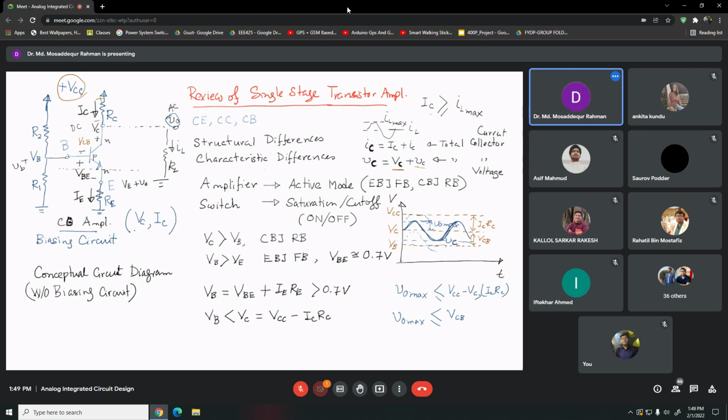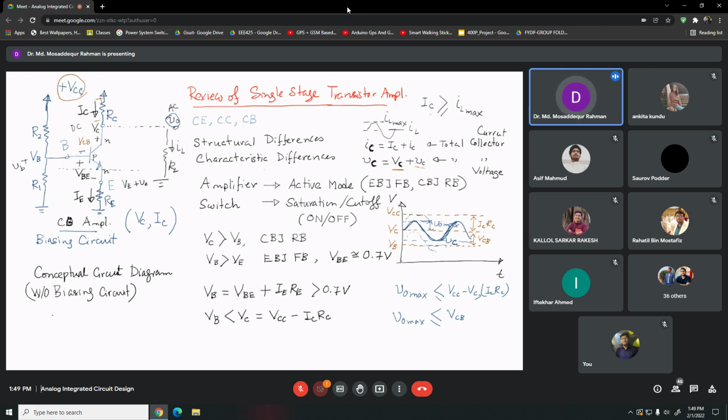You have to first find out what should be the value of VC, so that your amplifier is able to support your output voltage, and what should be the value of IC so that it can support the load current. That you first have to determine. Once you have determined that, then you go for designing the amplifier: what should be the values of RE and RC to satisfy this requirement, so that you get the correct values for VC and IC.